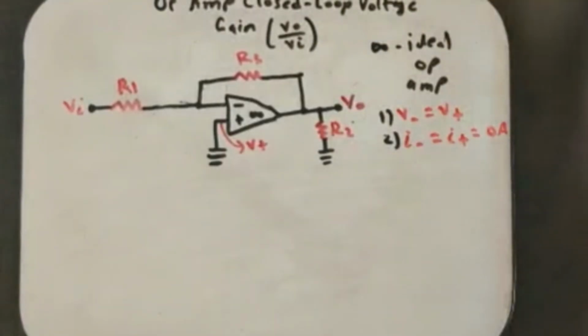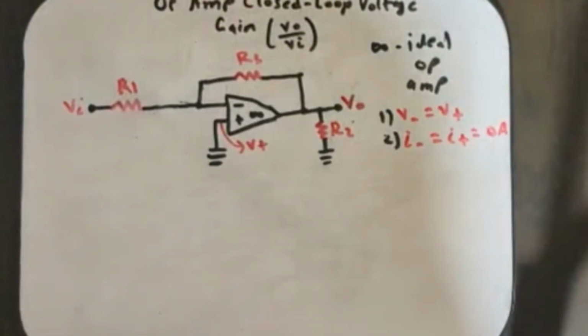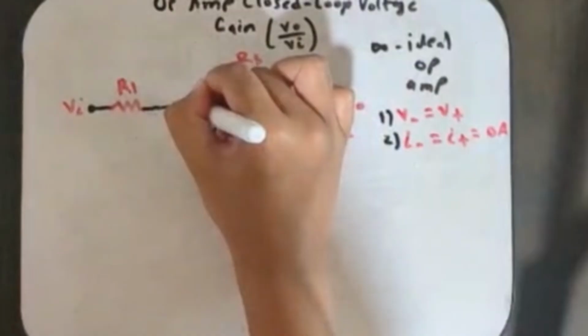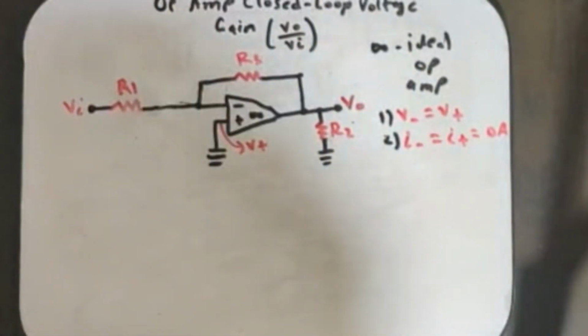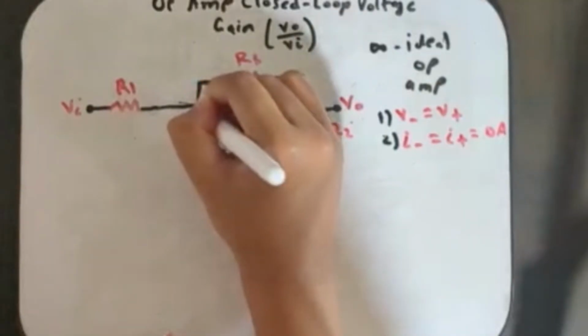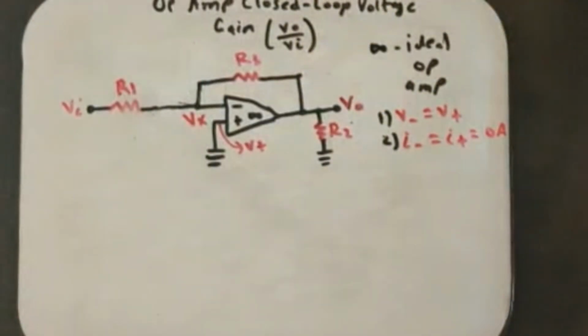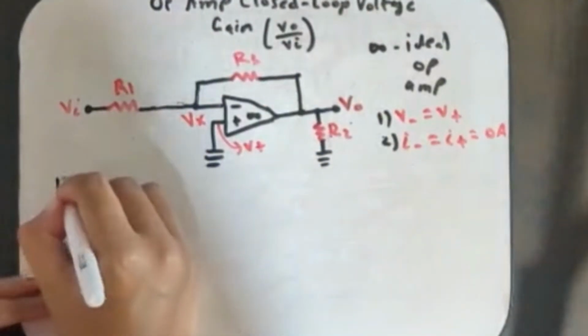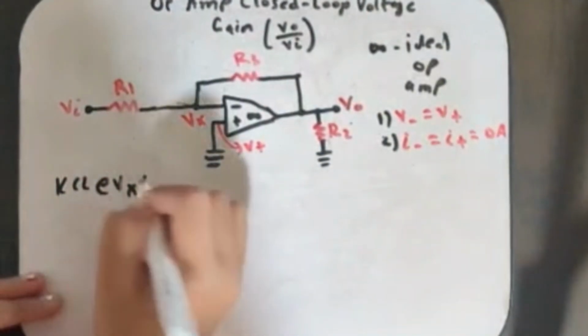And so now how this changes things is we still have this node right here, and this is basically the V minus node. Let's label this again as Vx. Like I said, whenever you have to derive with op amps, always do KCL. That's the number one thing. So with KCL, we're going to do KCL at Vx again.